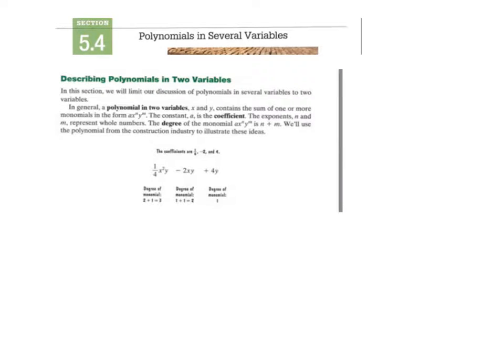Dealing with several variables, you need to know a few definitions. The first one is the degree. Degree with two variables is just the addition of those variables. So if we look at the degree of this, that would be 2 plus 1 because the exponents are 2 and 1, so we get 3.